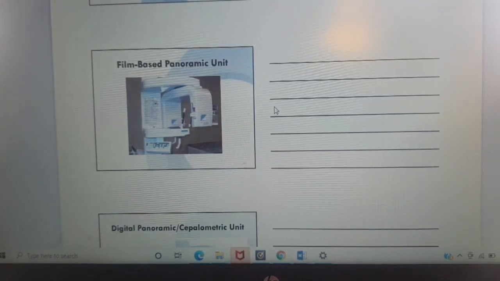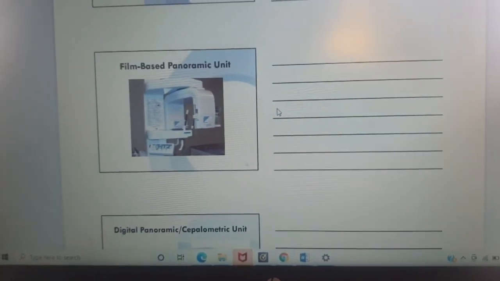So this will always be the same, be it a film panoramic unit or a digital panoramic unit. For both of them, we expect to find 1, exposure controls, 2, a head positioner, 3, an x-ray tube head, and then 4, and most importantly, our cassette holder.